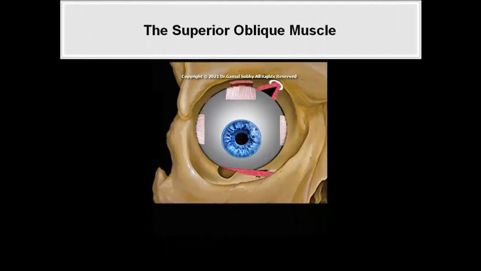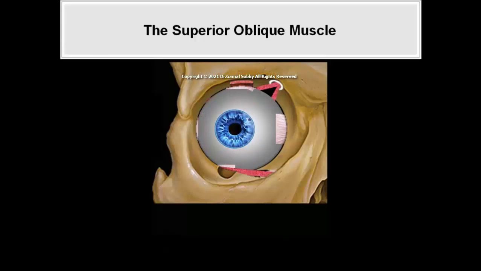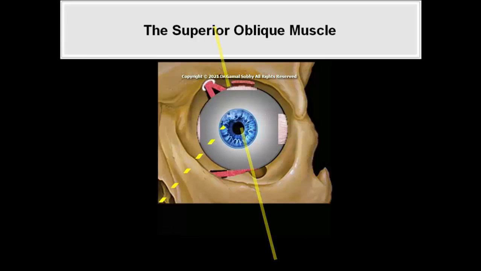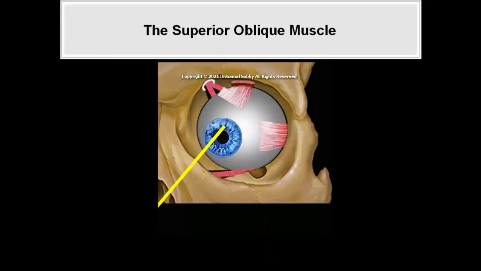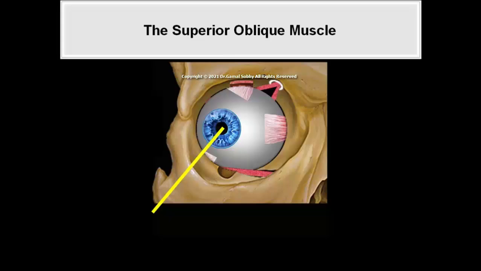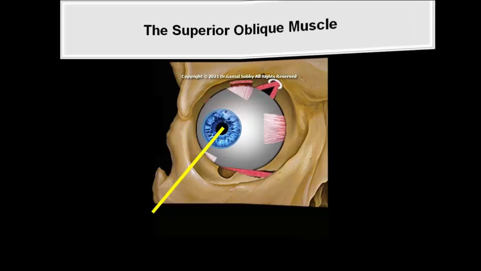In primary position the superior oblique muscle causes incycloduction and depression of the eye, and also acts as an abductor. When the globe is adducted 54 degrees, the superior oblique muscle acts as a pure depressor. When the globe is abducted 36 degrees, the superior oblique muscle would produce pure incycloduction.